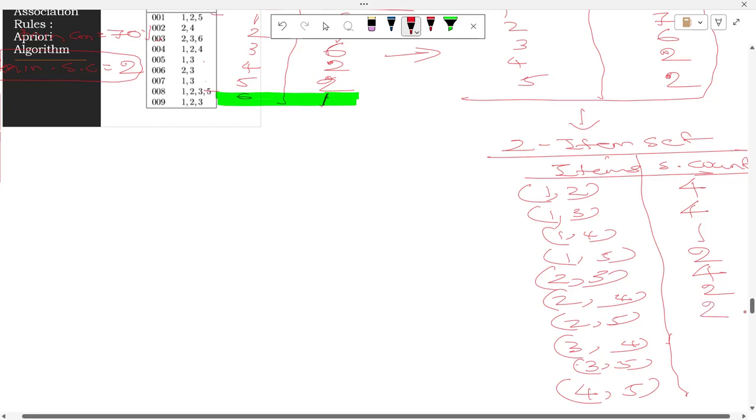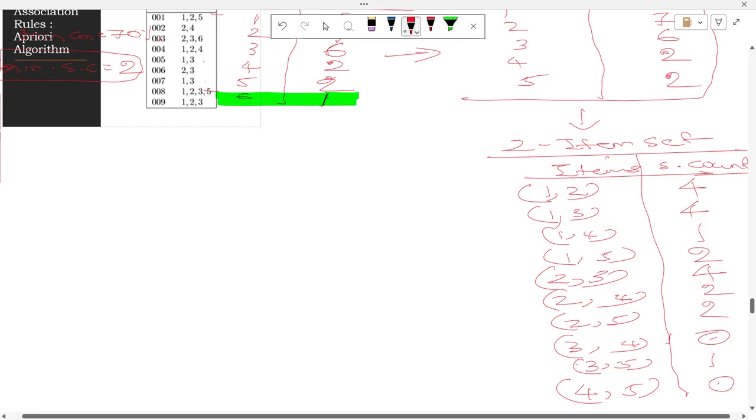Then 3,4: there is no transaction, so 0. 3,5: only 1 transaction. 4,5: there are no transactions.